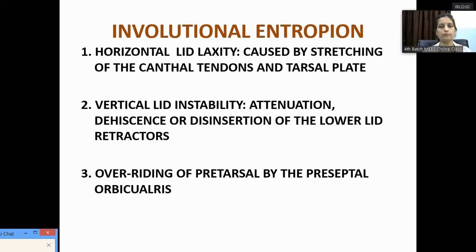Involutionary type of the entropion: horizontal lid laxity, vertical instability, and overriding of the pretarsus by the preseptal orbicularis. So horizontal lid laxity is caused by the stretching of the canthal tendon and tarsal plate. So if there is any condition that causes weakening or stretching of the canthal tendon and tarsal plate, which results in horizontal lid laxity, it is one cause for the involutionary entropion. And other causes are vertical lid instability, that is attenuation, dehiscence, or disinsertion of the lower lid retractors, and overriding of the pretarsus by the preseptal orbicularis.